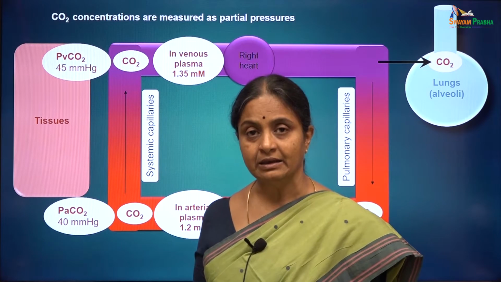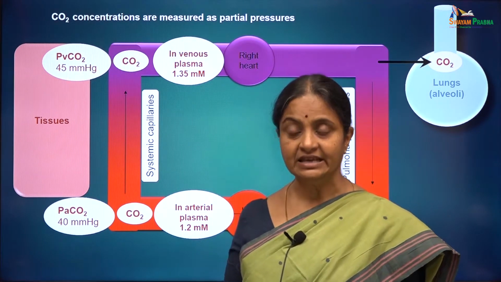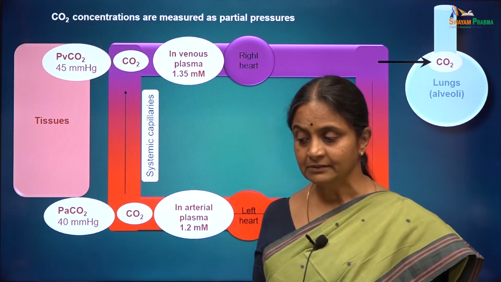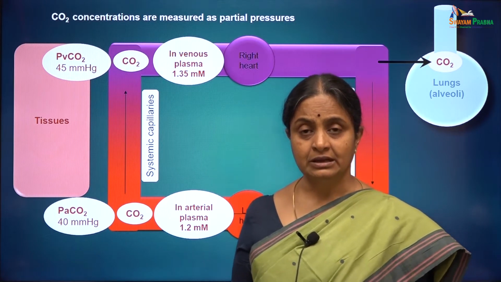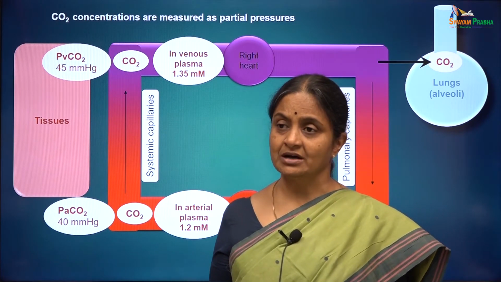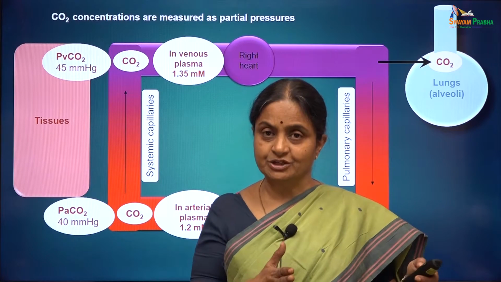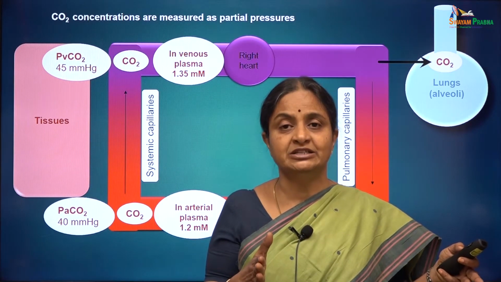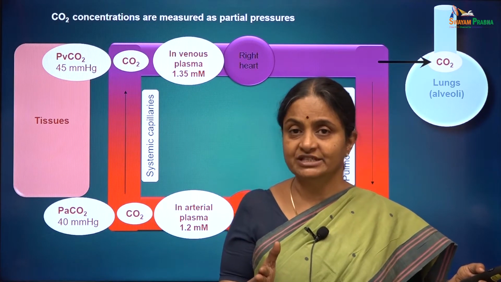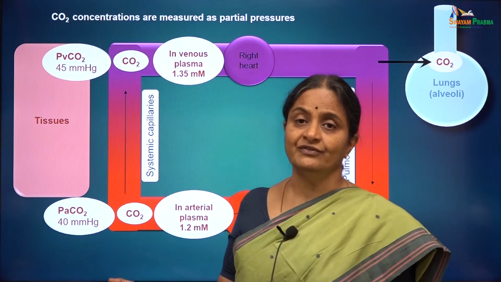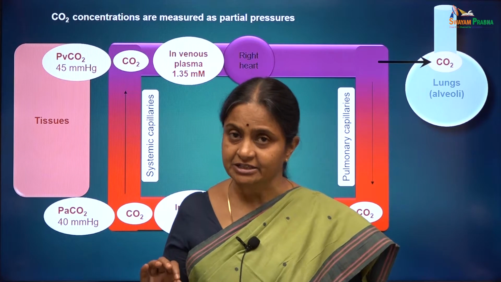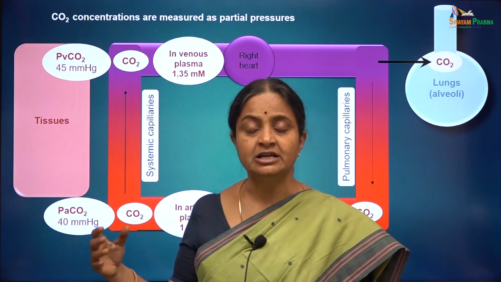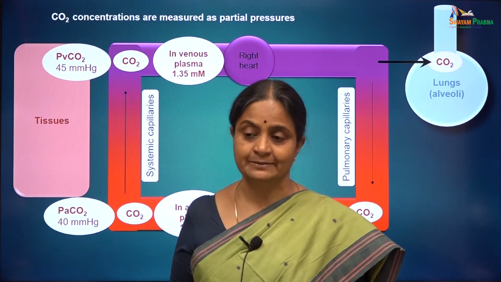What do we mean by partial pressures of gases in liquids? This is a question that some students have asked. Hydrostatic pressure of blood on the lateral walls of arteries is 120 millimeters mercury at the peak of systole, and at the end of diastole it is about 80 millimeters mercury. 120, 80 is what we report blood pressure as.